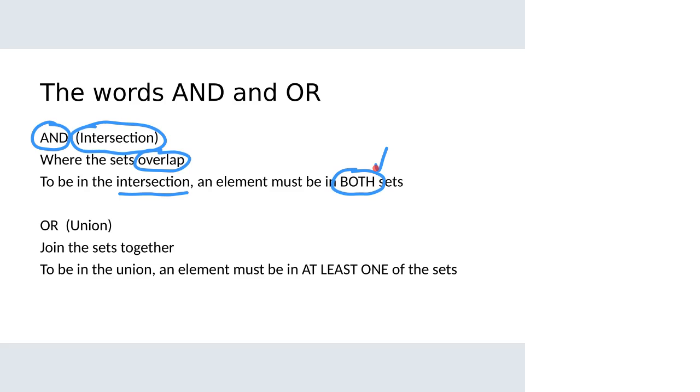Or, it's a little different than that, or is associated with union. When we have union, we are going to join the sets together. And to be in the union of two sets, an element must be in at least one of the two sets. If you're in the first one, that's good enough. You're in. If you're in the second one, good enough. You're in. If you happen to be in both, no problem. You're in anyway. If you're in at least one of the two sets, you're in the union. Let me know if you have any question on that. A little bit of reminder of and or, how they relate to these and how they're different. Okay.